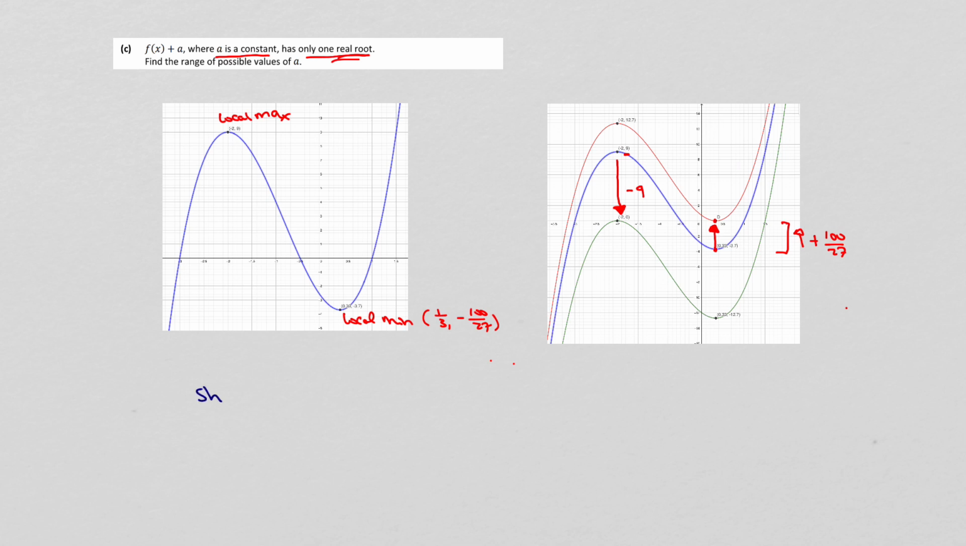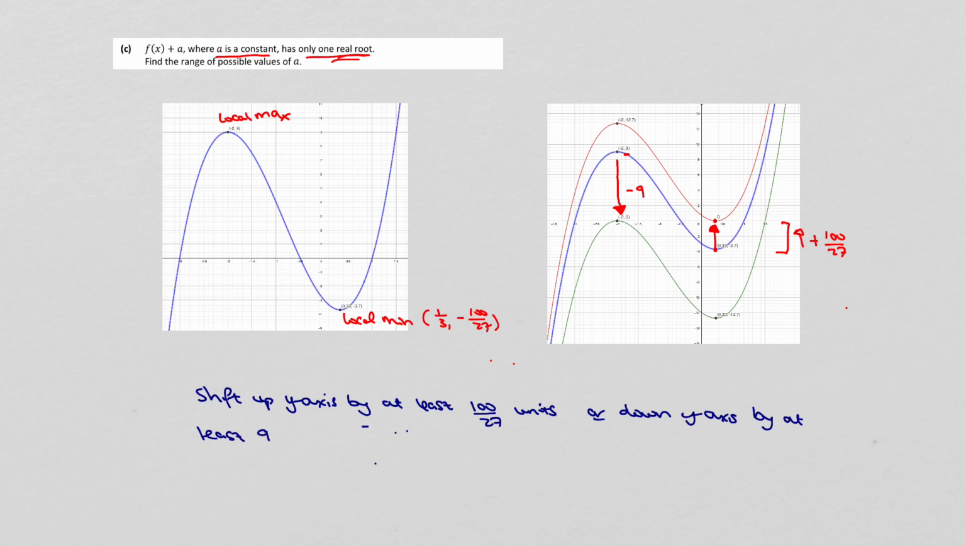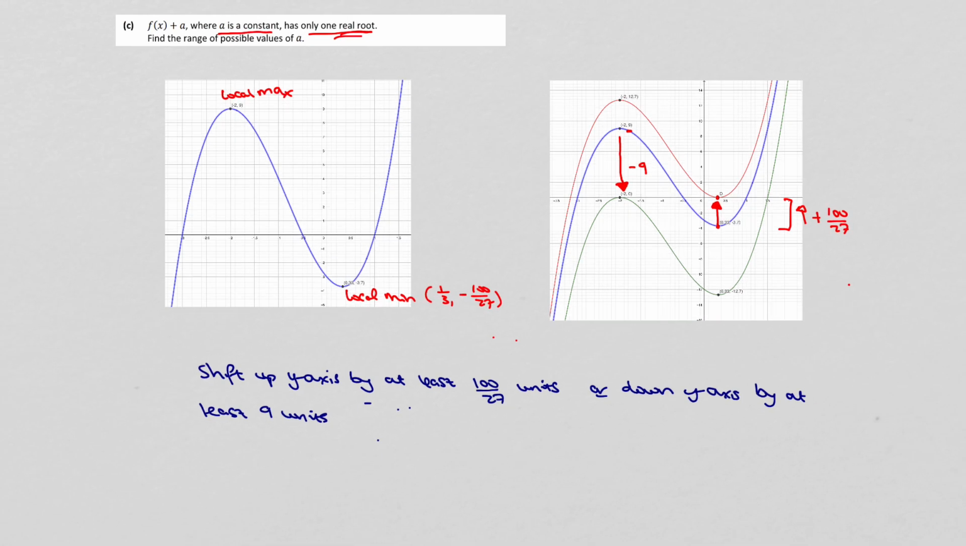So what that basically means is that if it only has one real root, we shift it up the y-axis by at least 100 over 27 units, or down the y-axis by at least 9 units. So what that then tells me is that a has to be greater than 100 over 27, or a has to be less than minus 9.